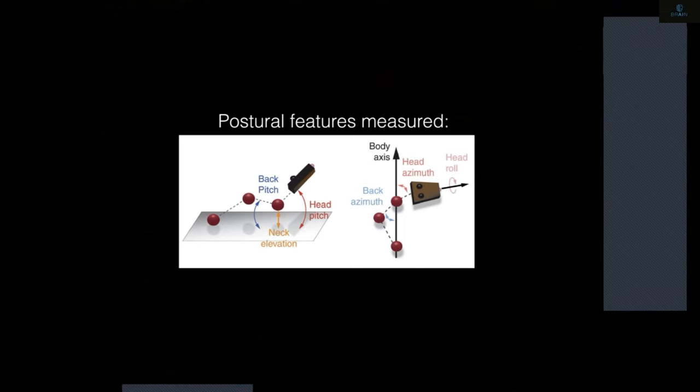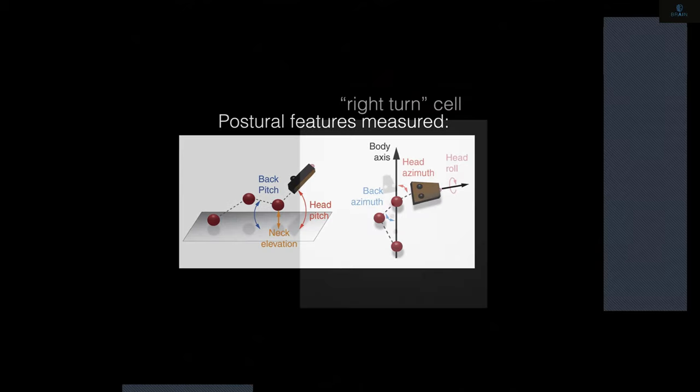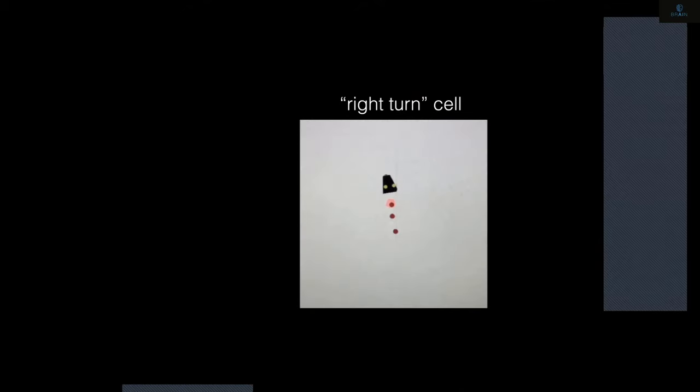Right, so what this allows us now to do is instead of just looking at the animal's location, we can look at the animal's body posture. So the pitch of the head, the pitch of the back, neck elevation, back azimuth, head roll. So we have a much, much richer account of the animal's posture. And I'll show you an example now of what I would just call a right turn cell. It's a very simple sort of moniker to put on it.